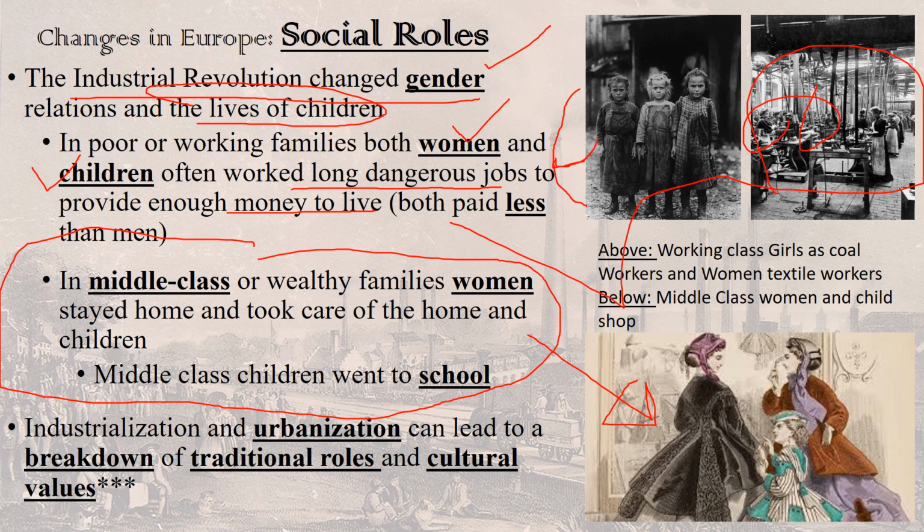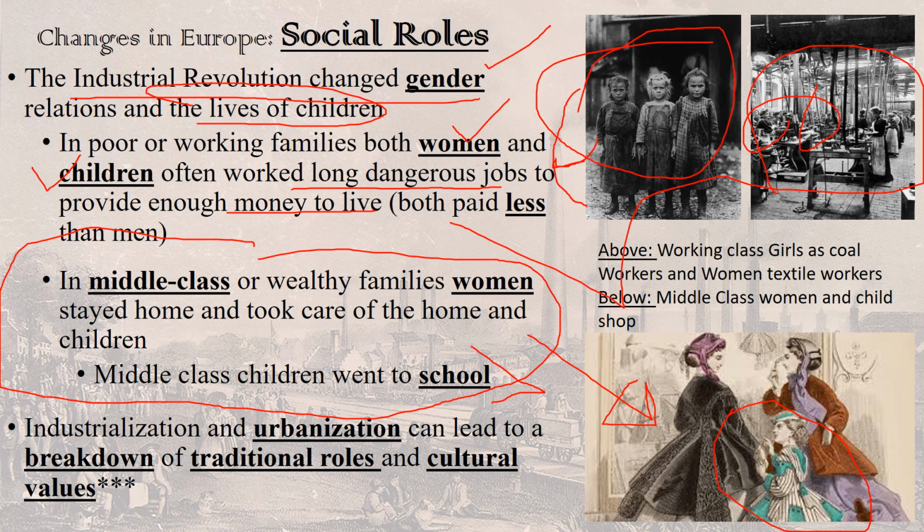And your middle class children, they went to school. Poor children, they worked in the mines, they worked in the textile mills. Your middle class children went to school. They had a pretty good life. They had these things called toys that they got to play with. Not like, hey, Johnny, here's a lump of coal to play with. Like, they got toys. They had a pretty good life.